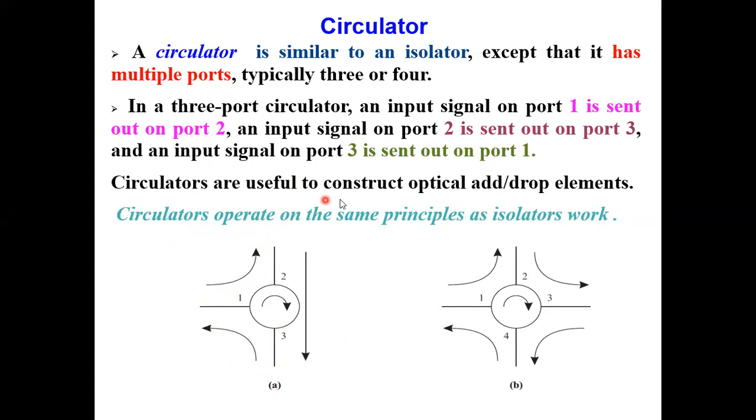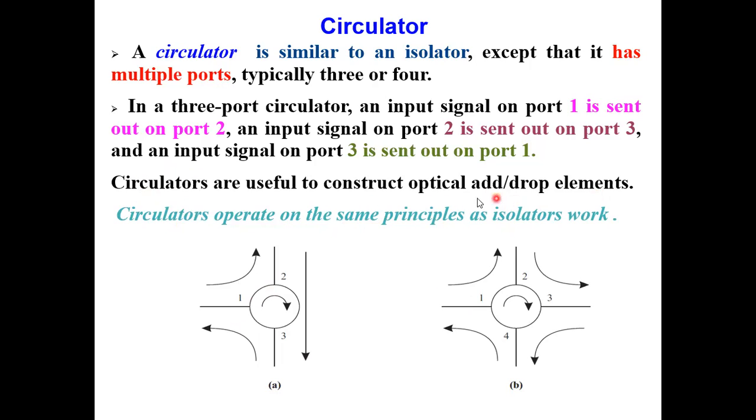Okay. Now, circulators are useful to construct add-drop elements. See, in the fiber optic chain, what happens is I need to add some signal in a particular path. Suppose that signal travels across another network. I don't require that signal. So I need to drop it. Okay, so then add and drop facility, how can I use it? I can use a circulator to add a signal or to drop a particular signal. So circulators also work on the same principle as an isolator.